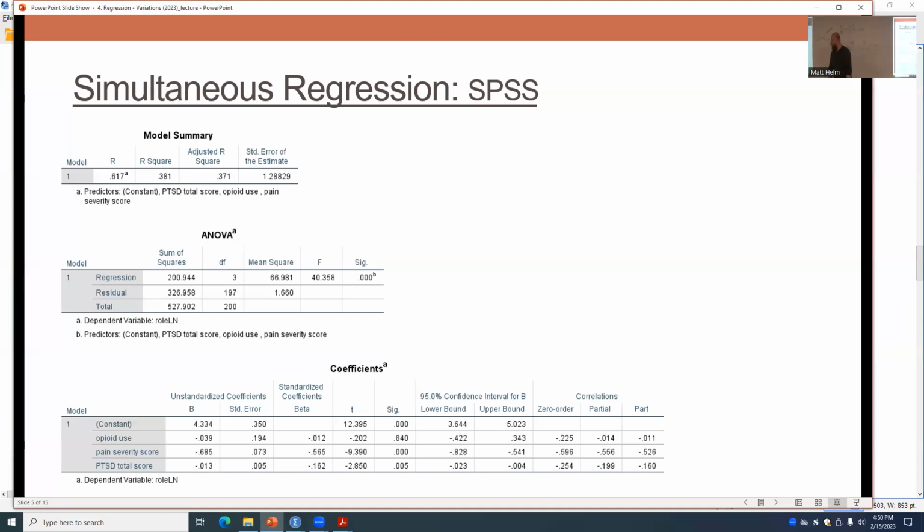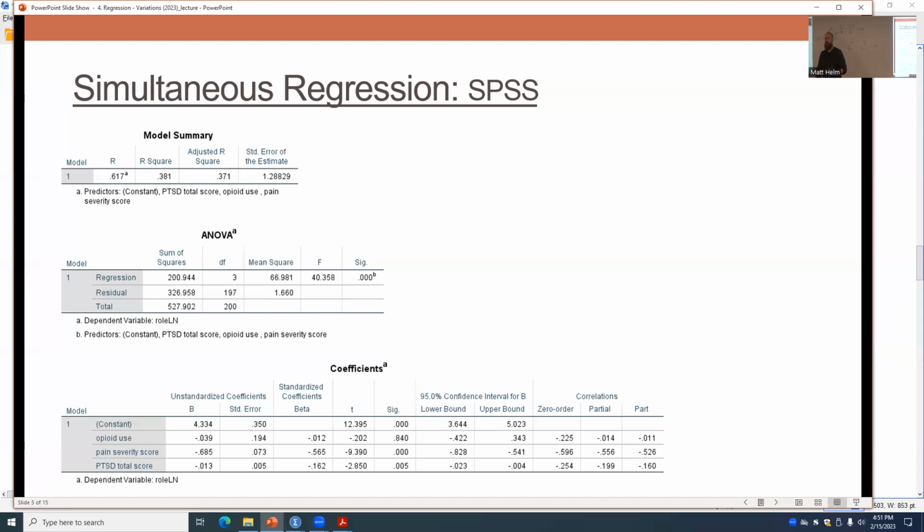Down here, I have my individual coefficients. I have my constant, right? This is telling me my expected value of the natural log of role functioning if everything else in the model is equal to zero. So if I have someone, and this is really, really, really important, think about what this literally means. If I have someone who is not using opiates, who has a score of zero on pain, has a zero on PTSD, what would I expect their natural log of role functioning score to be? I would expect it to be at 4.33, okay?